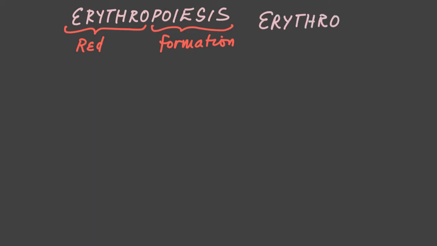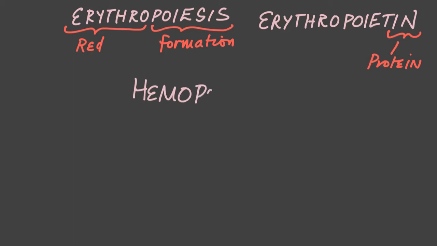Here's a new word, erythropoiesis. Erythro means red, and poiesis means formation or creation. So erythropoiesis is the formation of red blood cells. Here's another word, erythropoietin. We know that erythro means red, poiesis means formation, but the suffix "n" means protein. So erythropoietin is a protein that helps in the formation of red blood cells.